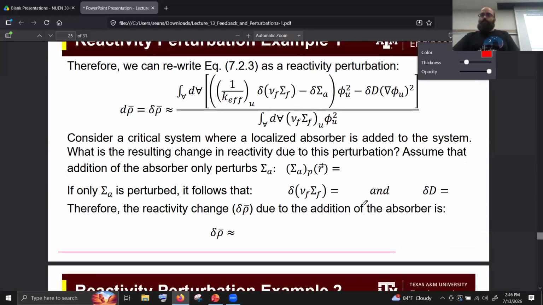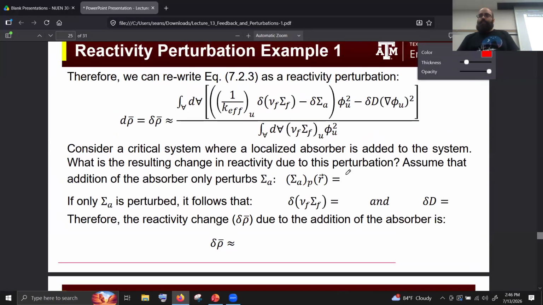then that means that the perturbed value of sigma A is going to be the unperturbed value, sigma A unperturbed, which could depend on position, plus the delta, or the perturbation in sigma A. So my perturbed value is my unperturbed value plus that little delta.